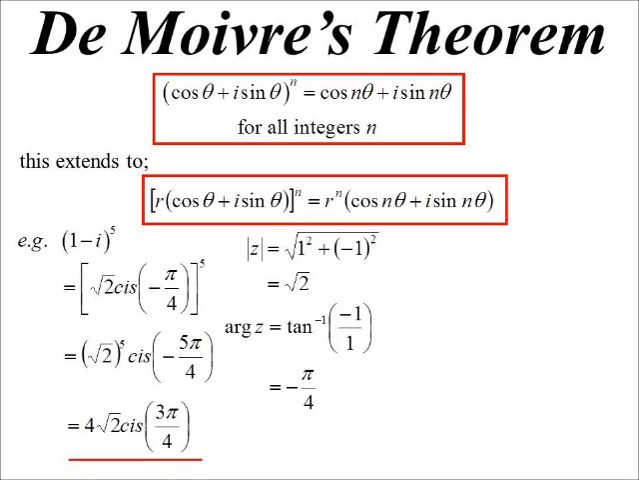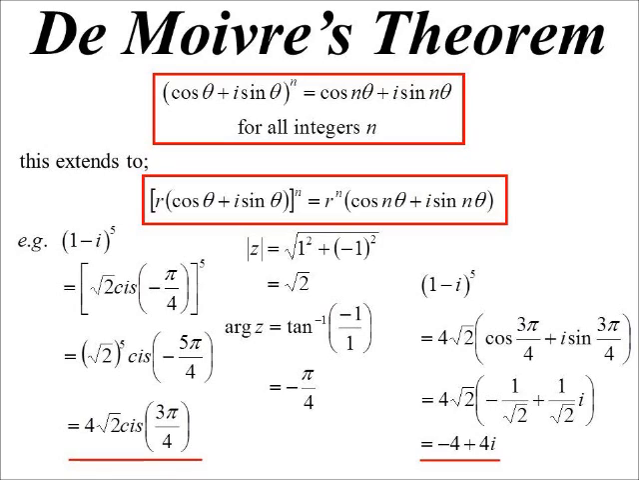Now, if they hadn't actually asked it in mod arg form and I had to work it out as a plus ib, then I wouldn't bother changing the angle because I'm going to go cos of the angle anyway and get rid of it. And it's going to give me the same answer, minus 5 pi on 4 or 3 pi on 4. So it depends how they want the answer. So if they did want it the other way around, I could now say, oh, well, that's 4 root 2 times the cos of 3 pi on 4 plus i sine 3 pi on 4. And cos of 3 pi on 4 is minus 1 on root 2. The sine is plus 1 on root 2. Multiplying that out by the 4 root 2, and there's our answer in Cartesian form. So minus 4 plus 4i.